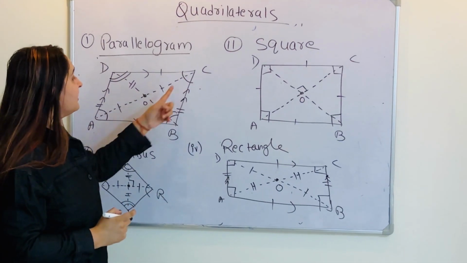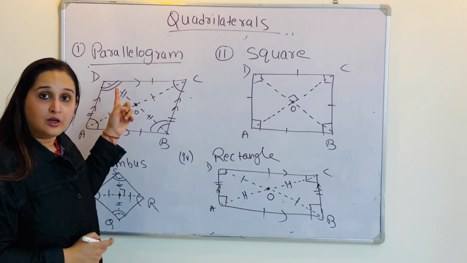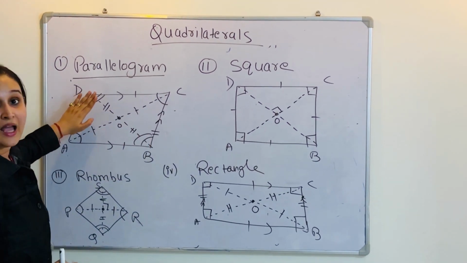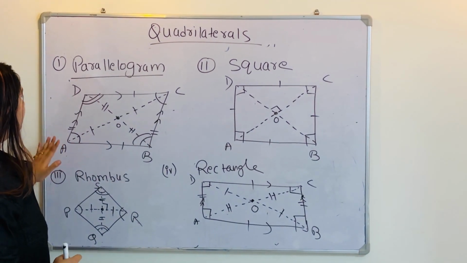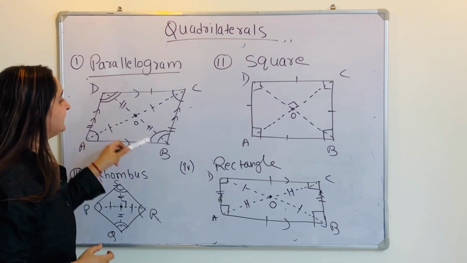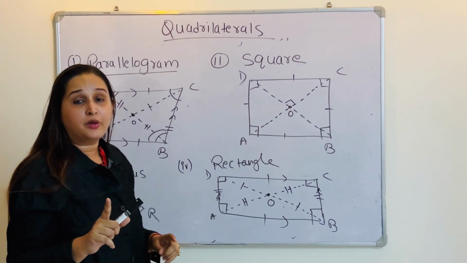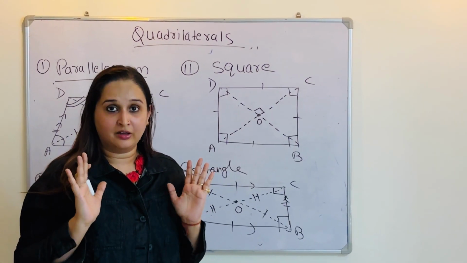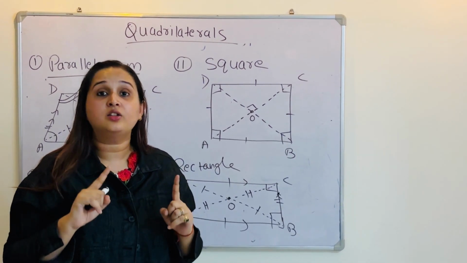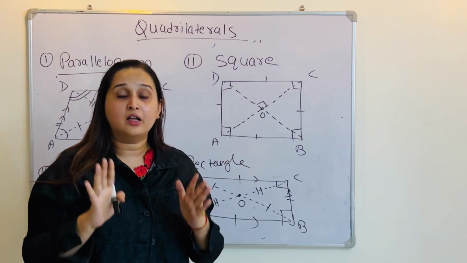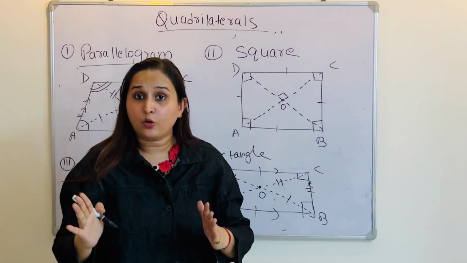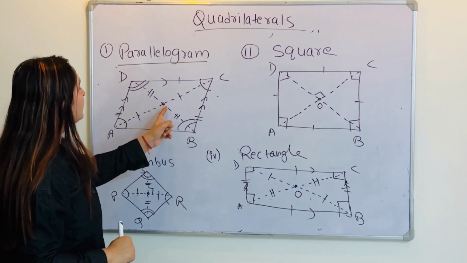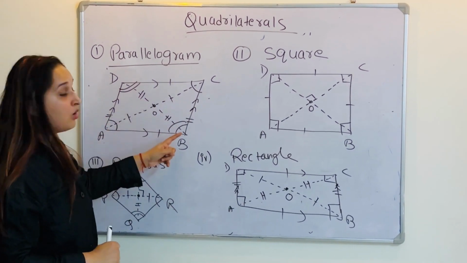The opposite angles are also equal in a parallelogram. So angle A is equal to angle C and angle B is equal to angle D. Also, the diagonals bisect each other. It's a very important property of a parallelogram, that is, the diagonals bisect each other. But the diagonals are not equal. Remember that in a parallelogram, the diagonals are not equal, but they bisect each other. So OA is equal to OC, OD is equal to OB.